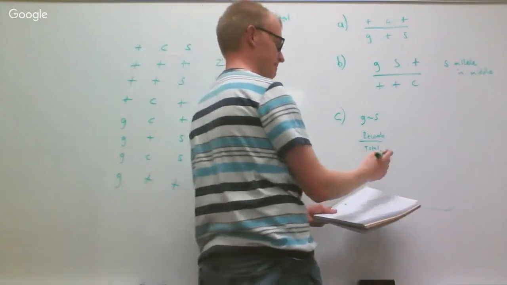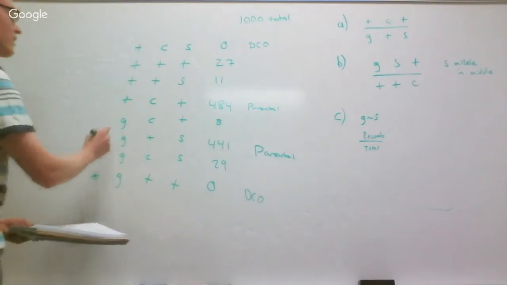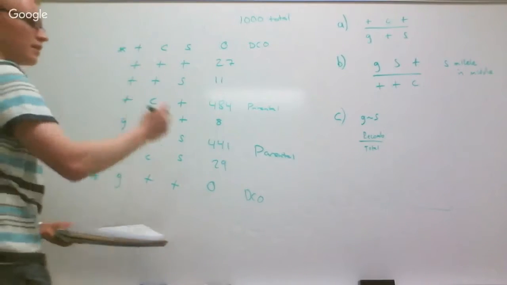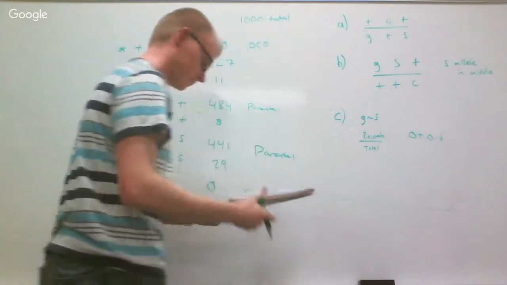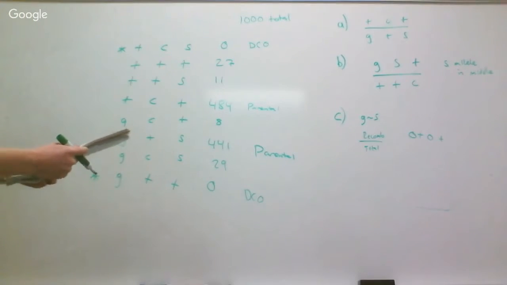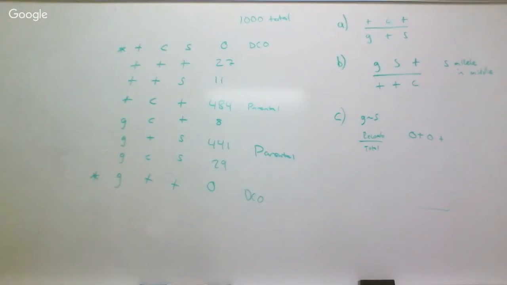Okay. And so that includes both of our double crossovers in this. So that's going to be 0 and 0. And now let's compare just these single crossovers, if we will.